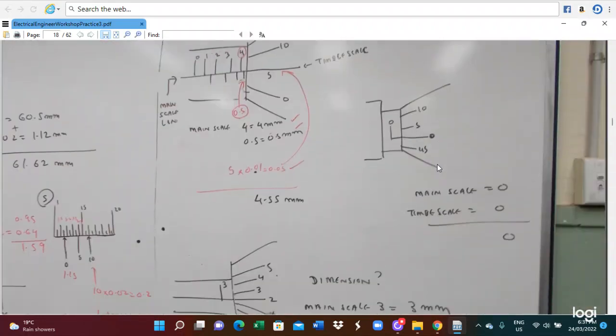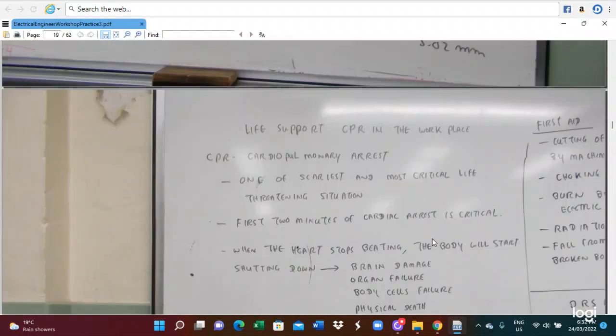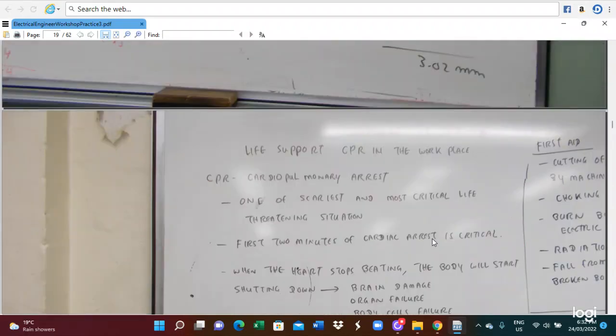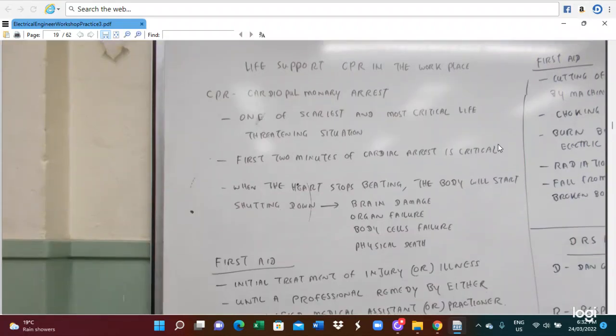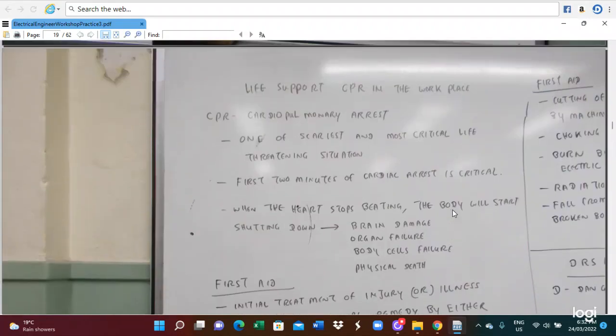In this case, our main scale is 0 and timber scale is 0, so everything is 0. Here the main scale is 3 and timber scale is 2. So the main scale 3 you add, and timber scale 2 multiplied with 0.01, so 3.02 millimeter. This is the way you can utilize it. So this is how we use a timber scale and a main scale to do various exact measurement.